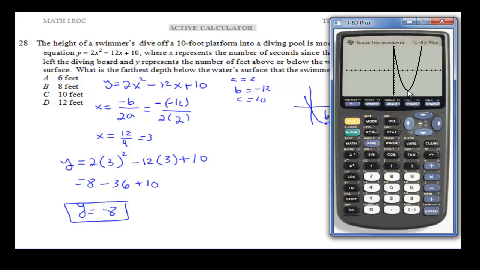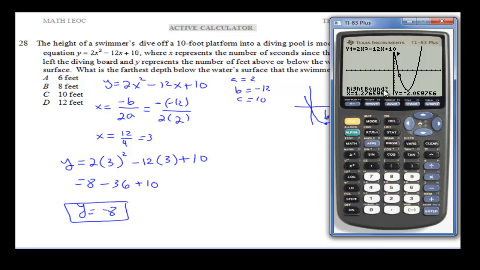We need to find the minimum point. In order for you to find the minimum, you go to calc, second trace, and you go down to minimum, enter. It asks where is the left bound of the minimum. I see the cursor here blinking, so let's move it a little bit so we can see it. This is the left bound. Click enter.